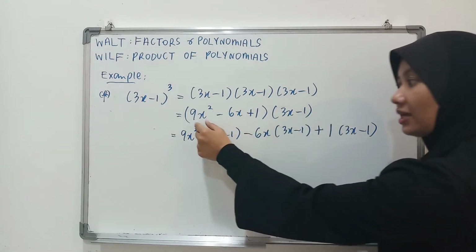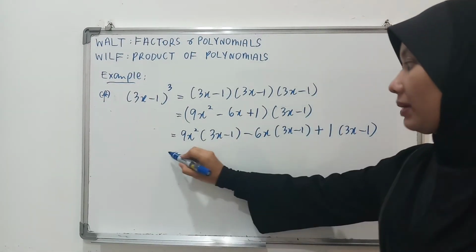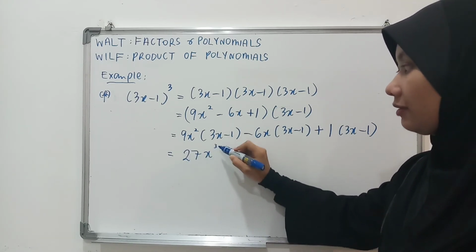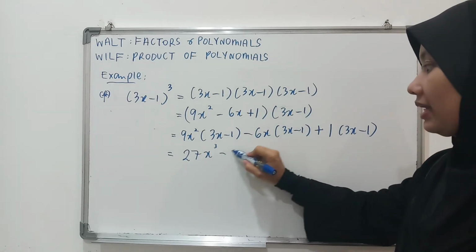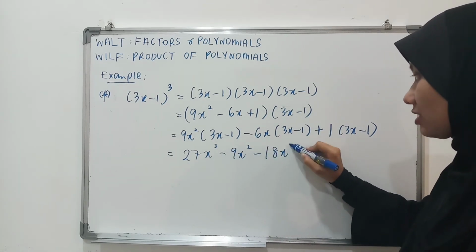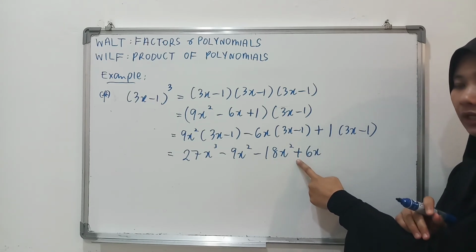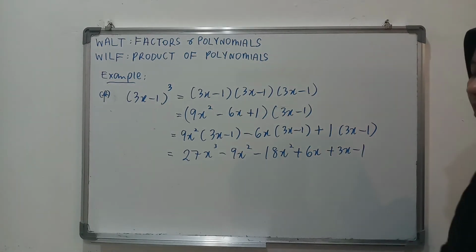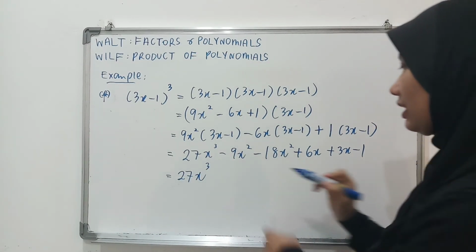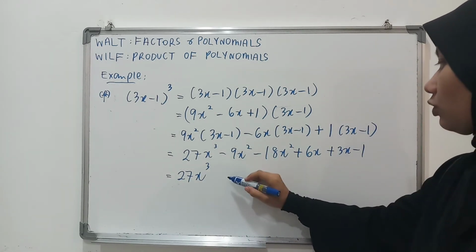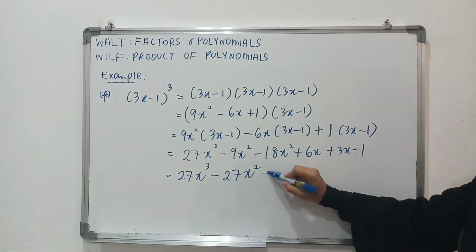So you separate them one by one, and just multiply as normal. That is 27x power 3. 9 times 3 is 27. How do I get x power 3? X squared times x, add the power. So power 3 minus 9x squared minus 18x squared plus 6x. Negative becomes positive, careful. And then you have plus 3x minus 1. Then just simplify your answer. You should get 27x power 3, negative 9 and negative 18 will give you negative 27x squared, then 6x plus 3x is 9x, plus negative 1.